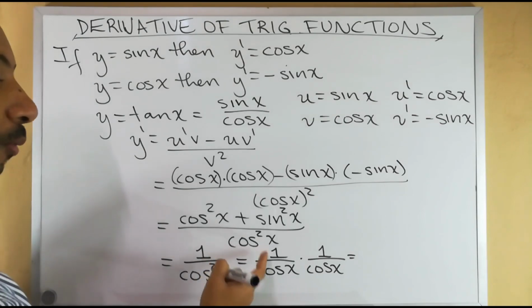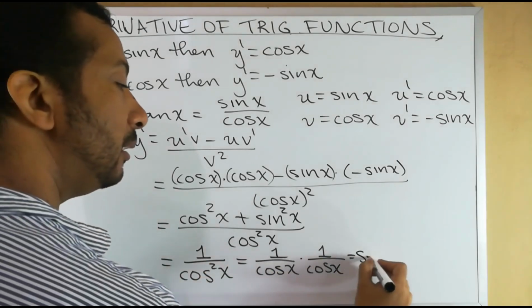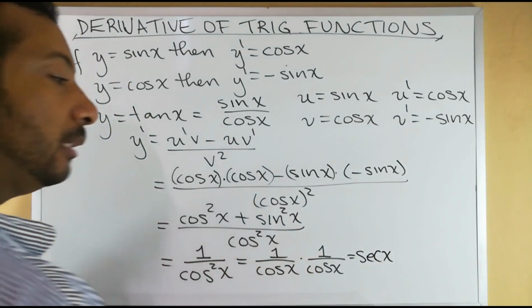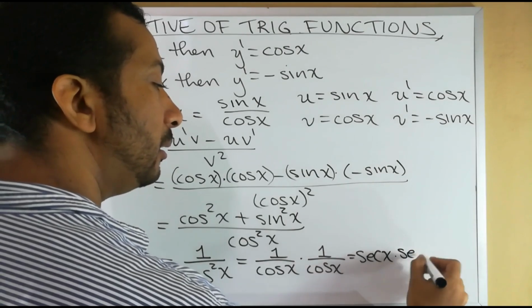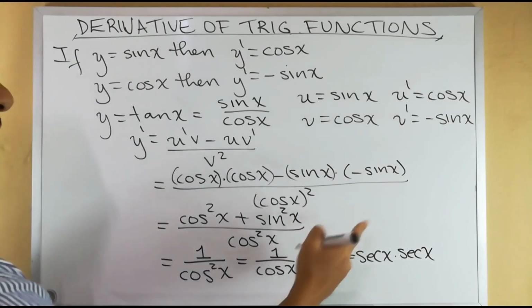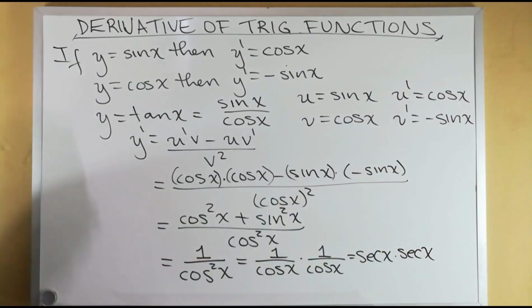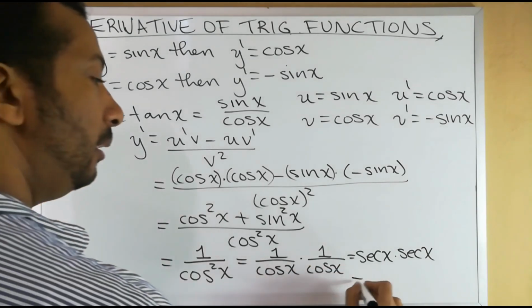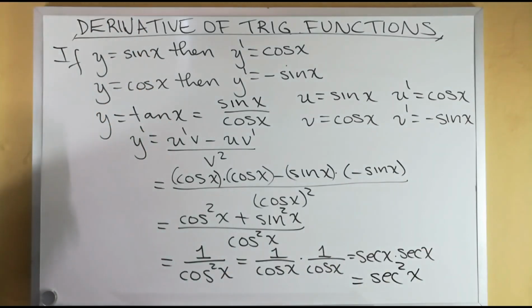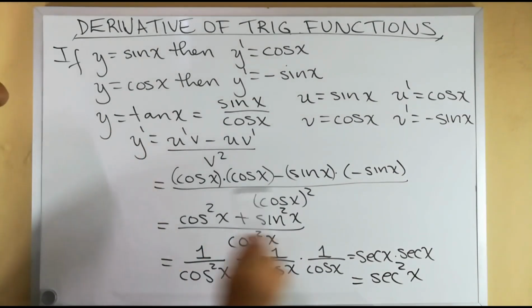So if we have 1 over cosine x, that is the secant of x, and again times 1 over cosine x, that is again the secant of x. So if you have the secant of x times the secant of x, what does that give you? That gives you the secant squared of x. So we say that the derivative of the tangent function is secant squared.